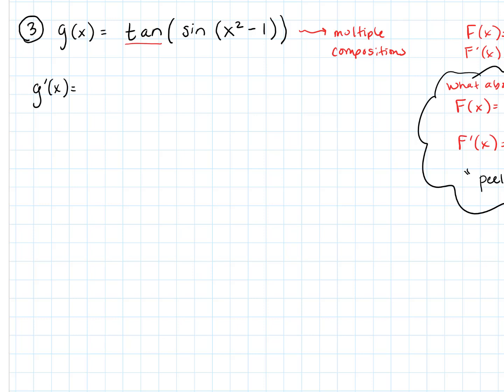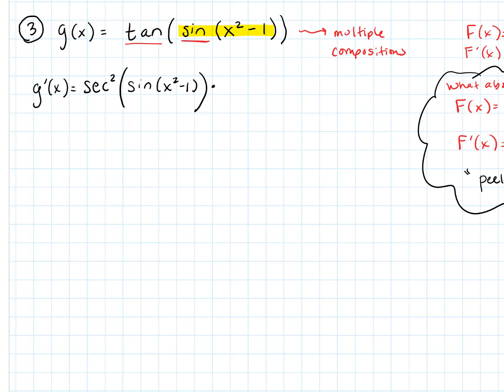So the derivative of the tangent is secant squared. So it's going to be secant squared of the inner function. Well, the inner function is sine of x squared minus 1. Then I have to multiply by the derivative of that inner function. But that inner function itself is a composition, and so I work my way through that.